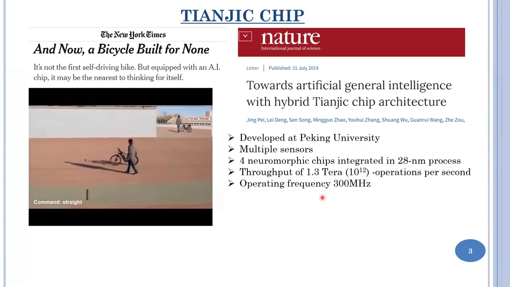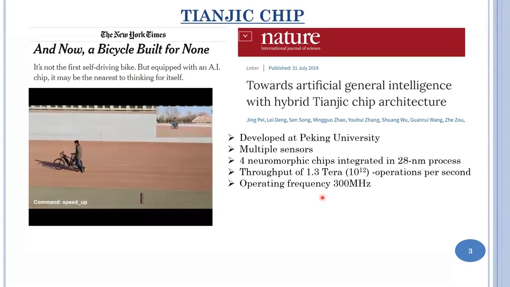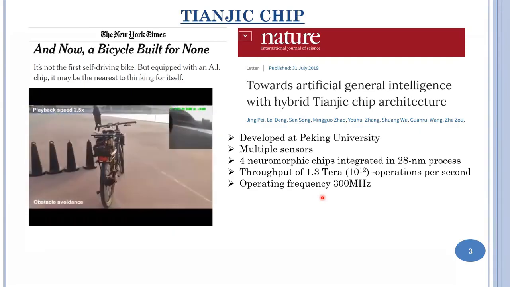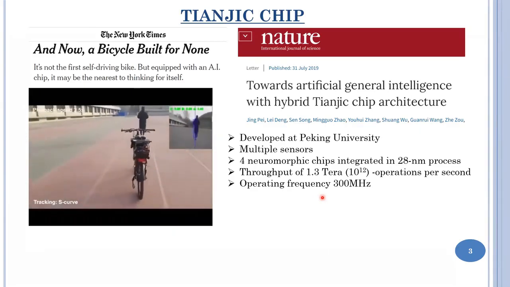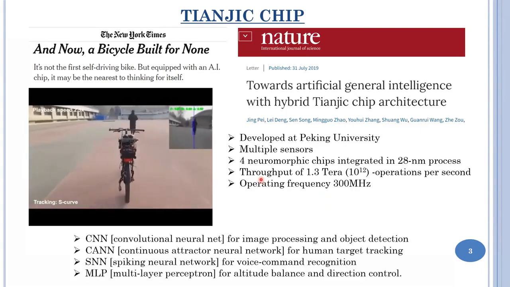One of the characteristics of these neuromorphic chips is that they do not operate at really high frequencies comparable to your GPU, TPU, or even CPU frequencies. But still, the applications they have to perform, they do very efficiently. I mentioned that there were four neuromorphic chips integrated in this bicycle. So what were those four neuromorphic chips doing?